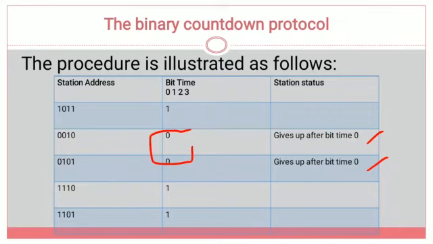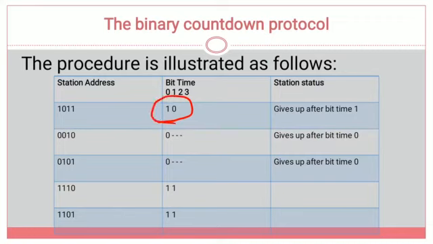Now in the race the remaining 3 are there. These two are eliminated and the remaining 3 will broadcast their next bit value. The next bits are 0, 1 and 1. If you observe here, the second bit is 0 in one station, while in these two the second bit value is 1. When it sees the 1 value in the other stations, it will give up after bit time 1. So now in the race these two stations are there.